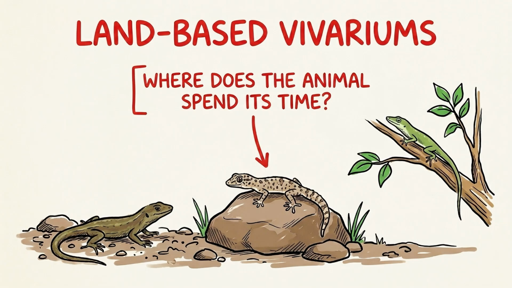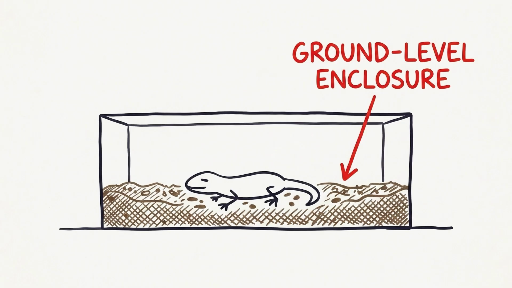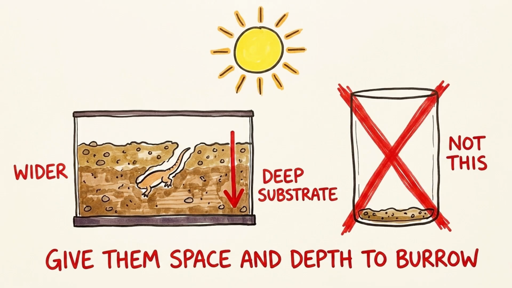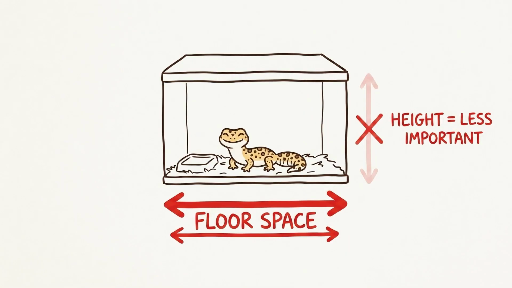Land-based vivariums, classified by where the animal spends most of its time. Number 1. Terrestrial vivarium. A terrestrial vivarium is a ground-level enclosure built for animals that live on the floor. It is wider than it is tall, with substrate deep enough for burrowing species. Leopard geckos, corn snakes, ball pythons, skinks, and tortoises are the most common inhabitants. Floor space matters more than height. Everything in the build is oriented around the ground level.